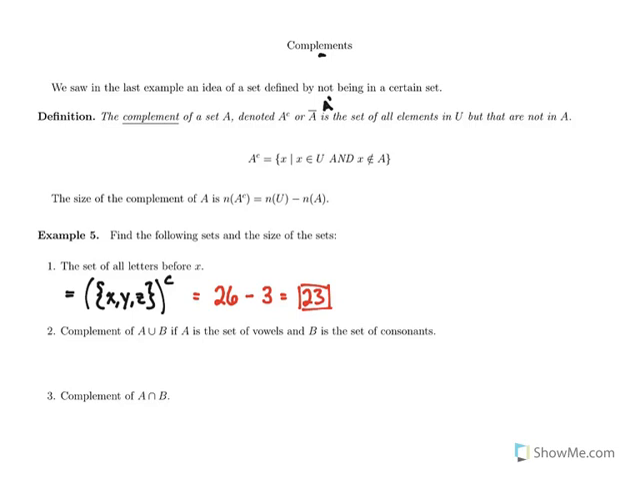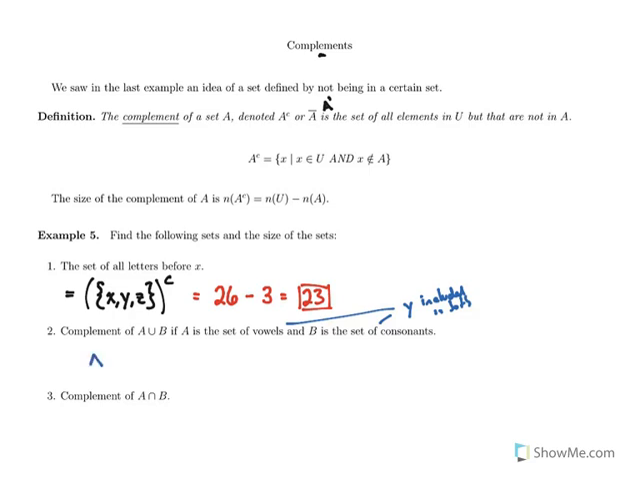The complement of A union B, if A is the set of vowels and B is the set of consonants. And here we're including Y in both. So Y is both a vowel and a consonant here.